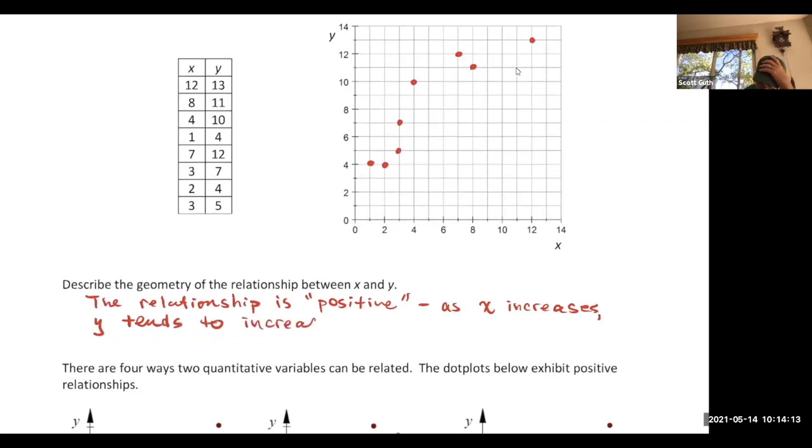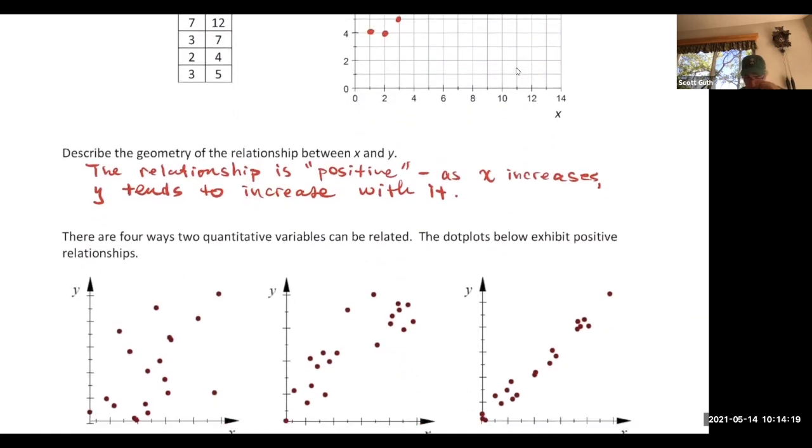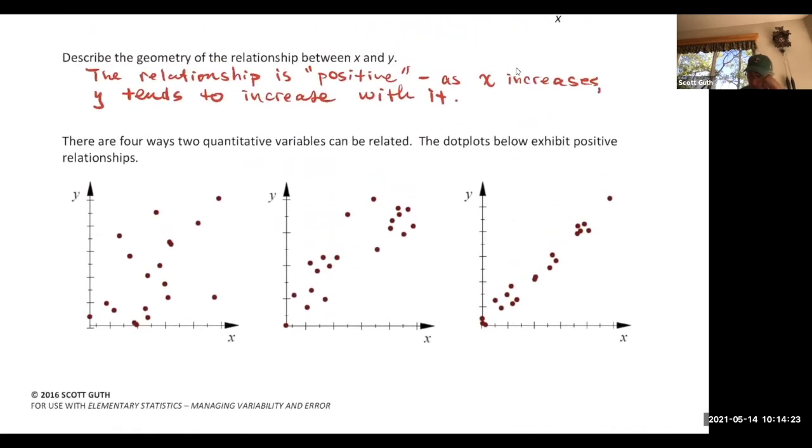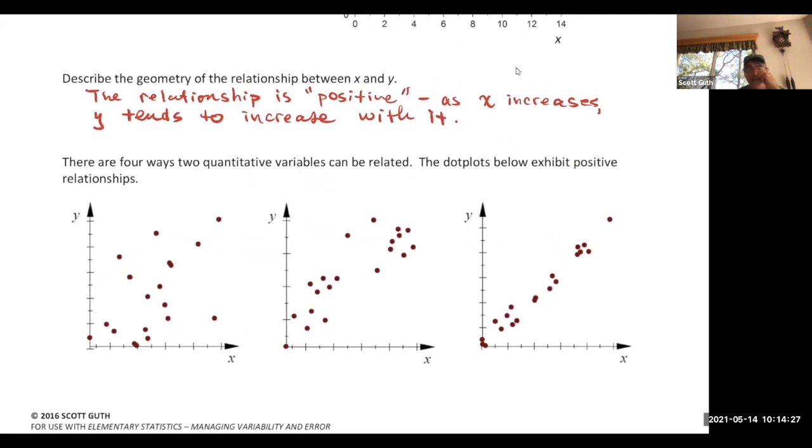Not always. Okay, but you can have negative relationships as well. There's a handful of positive relationships that are graphed here. Now, we're going to talk about weak relationships and strong relationships.